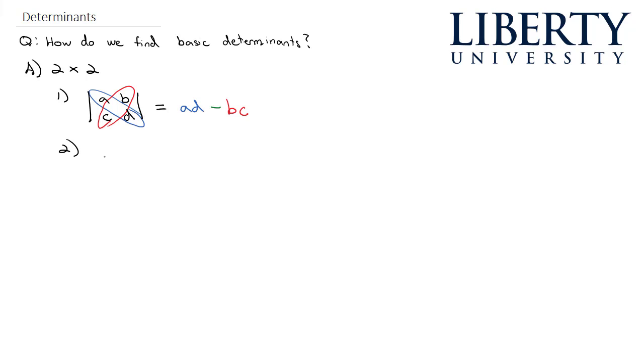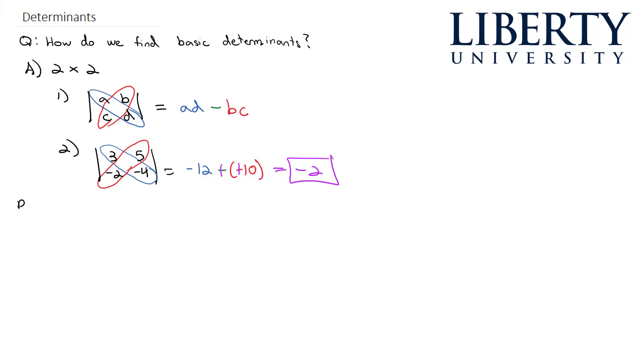So for example, if I've got a determinant with the numbers 3, 5, -2, and -4, we'll multiply the downhill diagonal, 3 times -4, to get -12. And then we'll subtract the product of the other diagonal. 5 times -2 is -10. And then we can calculate that to be -2. So 2 by 2 determinants are pretty straightforward.